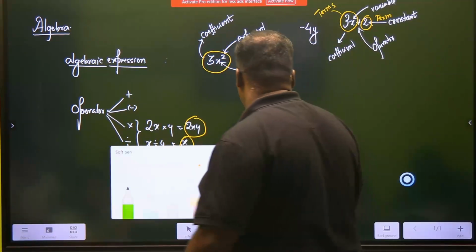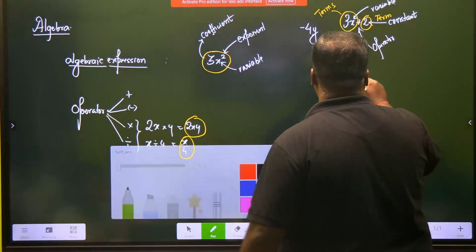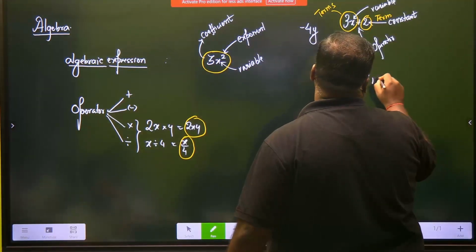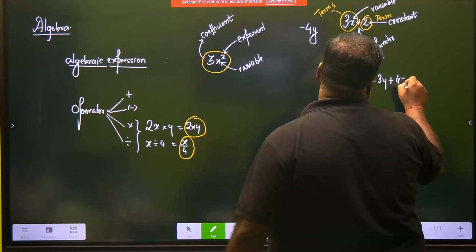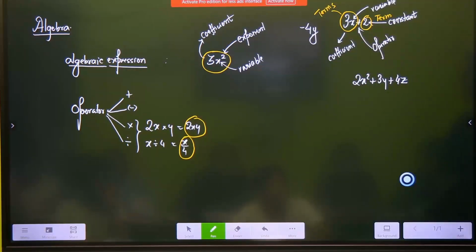But if somebody gives you an algebraic expression, say 2x squared plus 3y plus 4z. Okay. Now, how many terms do we have? 3 terms. How many variables do we have? 3 variables. X is a variable, y is a variable, and z is a variable. X has an exponent or a power or an index which is 2, y's power is 1, and z's power is 1. Plus 4 is the coefficient of z, plus 3 is the coefficient of y, and plus 2 is the coefficient of x squared.